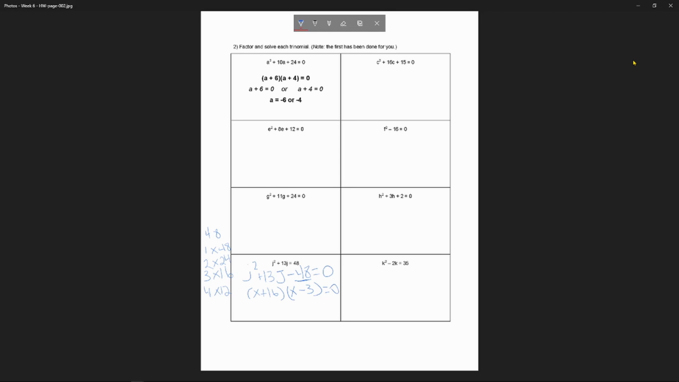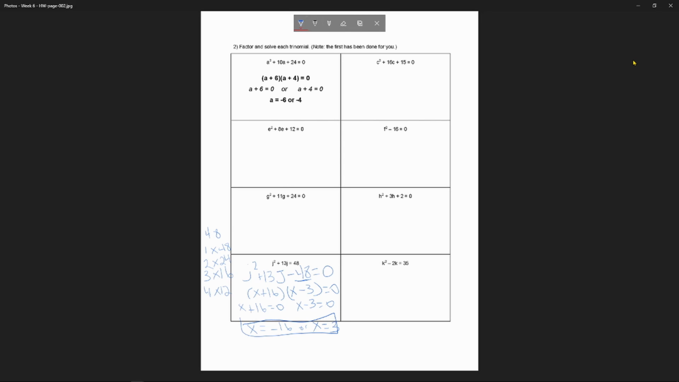to be 0. And finally, we have to solve these out. So x plus 16 equals 0, and then x minus 3 equals 0. And if we solve that, then x would be negative 16, or x would be positive 3. And that would be your answer, these two x values here.